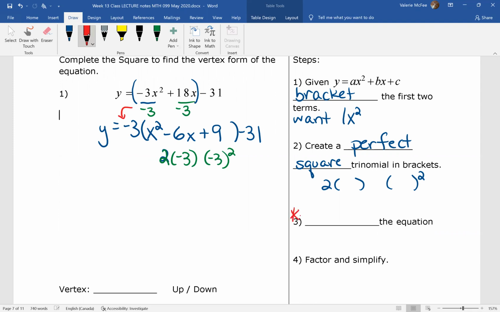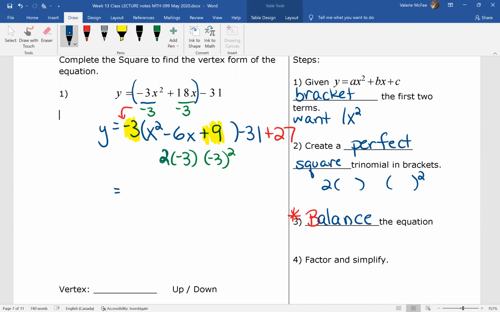This is the step that gets a little difficult. We need to balance the equation. We didn't just add 9 to this equation. We have a -3 times 9. -3 times 9 needs to be balanced with positive 27. -27 plus 27 gives us 0.